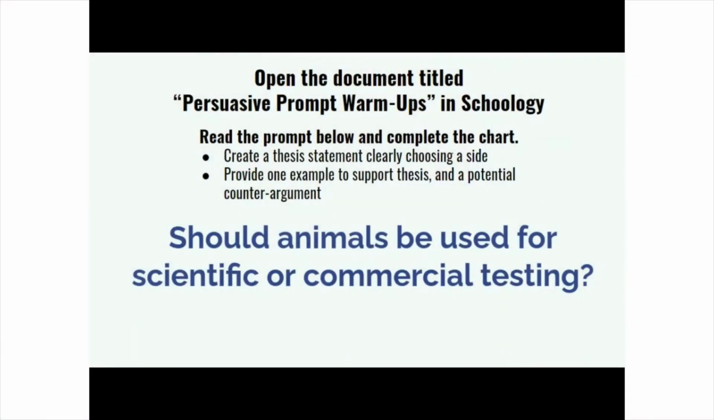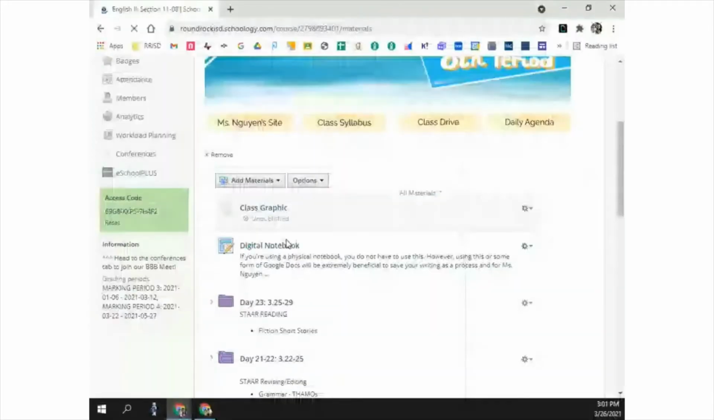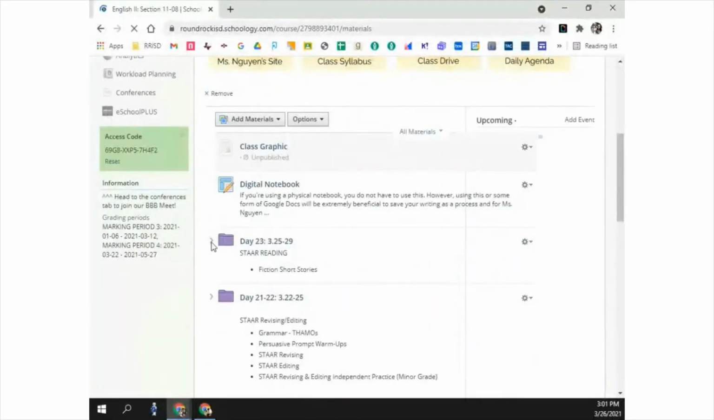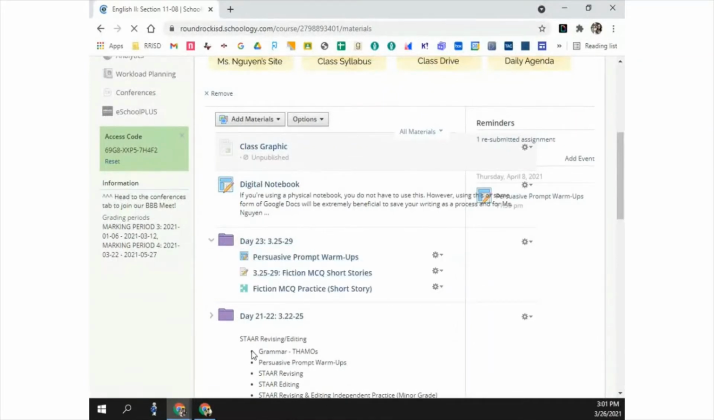So open up the document titled Persuasive Prompt Warm-Ups in Schoology. It's in the most recent folder. I'll show you an example. Just a second. Okay. I moved it. So it was in this folder, but I decided to move it for you to make it a little bit easier. So open up the document called Persuasive Prompt Warm-Ups. I gave some of you some feedback, so you can look at that.